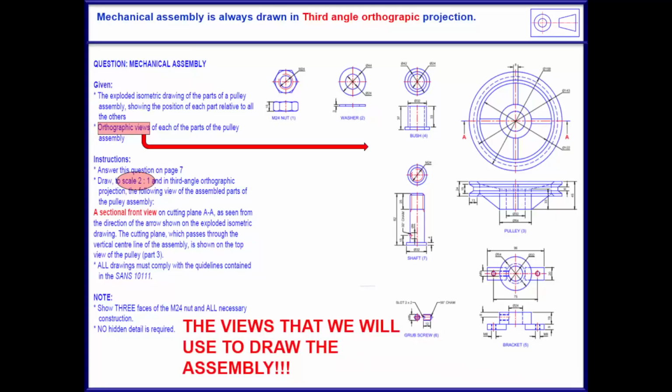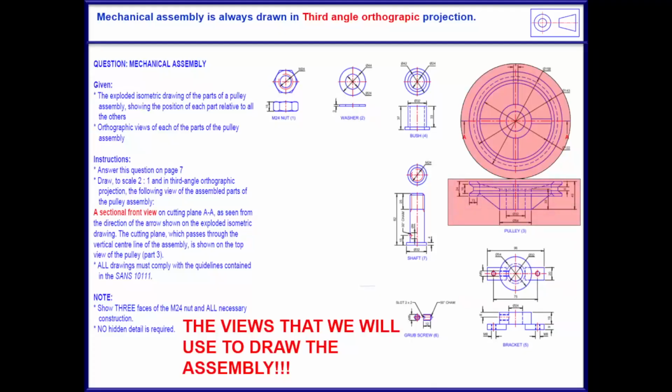Looking at the orthographic views, it is very important to identify the different orthographic views for each part. When we take the pulley, for example, the question can arise, which orthographic views of the pulley are in the given information? In the question, it is stipulated that the drawing is done in third angle orthographic projection. All mechanical assembly drawings are always done in third angle orthographic projection, which means that you need to know the placement of the different views very well.